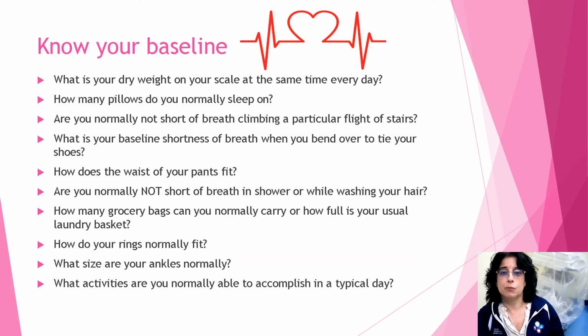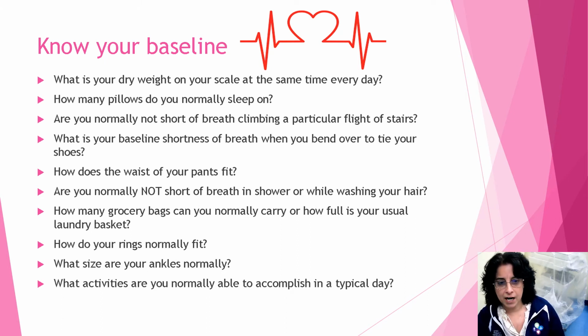What's your baseline shortness of breath when you bend over to tie your shoes, or how does the waist of your pants fit? Again, these are indications of whether or not you are retaining fluid in your abdomen. If you normally can bend over to tie your shoes and it's not an issue, no shortness of breath, that's what you want to know. If all of a sudden you bend over and then you sit up and you can't catch your breath, then you're probably retaining fluid in your abdomen. Same thing if the waist of your pants is too tight in a short amount of time. If your pants waist is too tight over the course of the pandemic where you've been home eating, that's different than if over a week or so your pants waist doesn't fit.